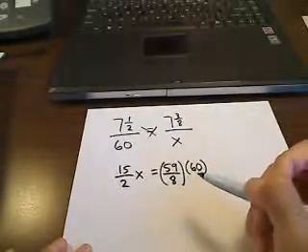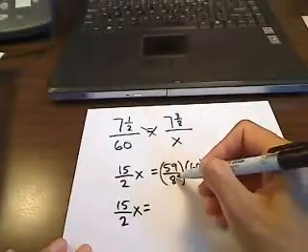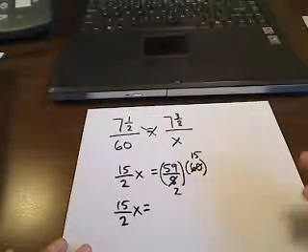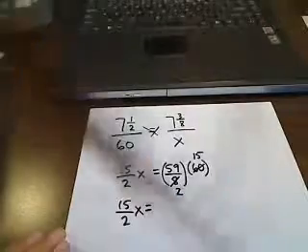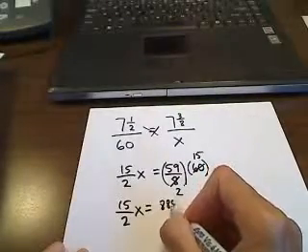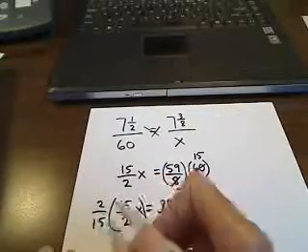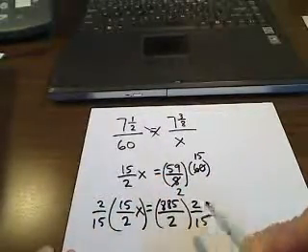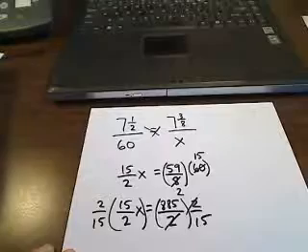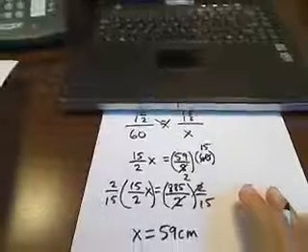So what we have is 15 halves x equaling, and we can do some canceling here. 4 will go in there twice, 4 goes in here 15 times. So it looks like I have 59 times 15, which is 885 over 2. And then I want to multiply both sides by 2 over 15. So that's going to give me x equals, and 885 divided by 15 is 59. So this is 59 centimeters.